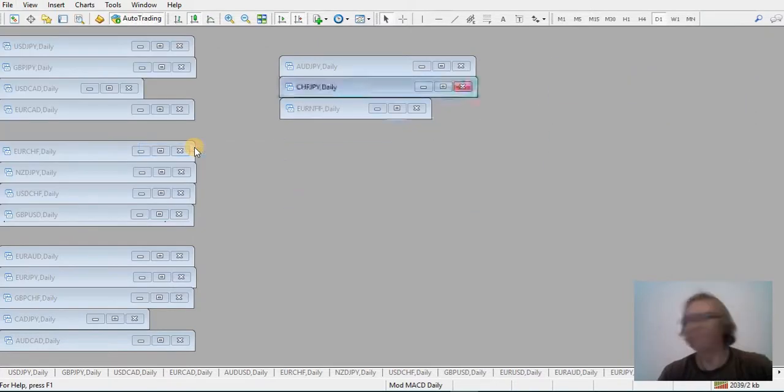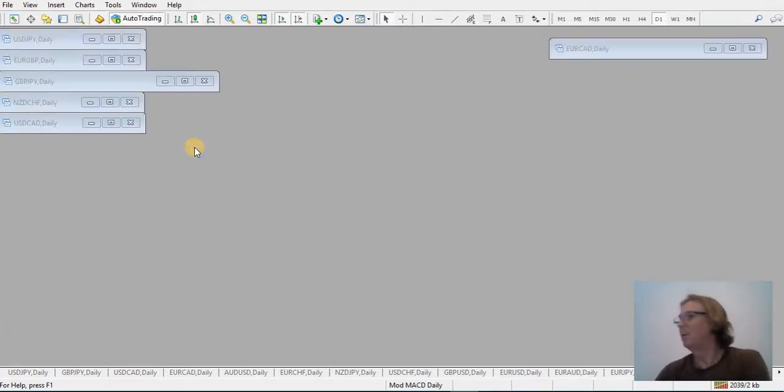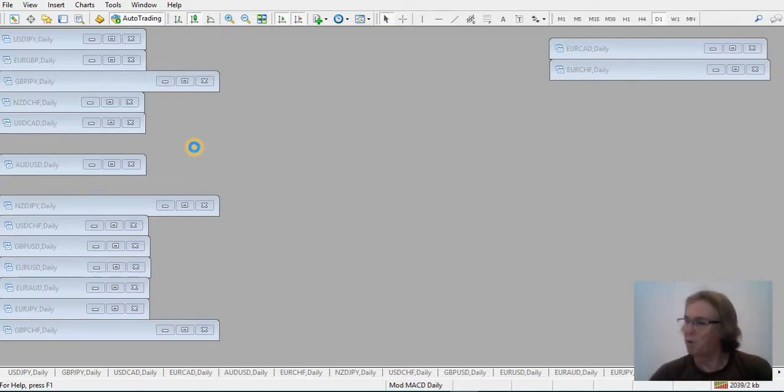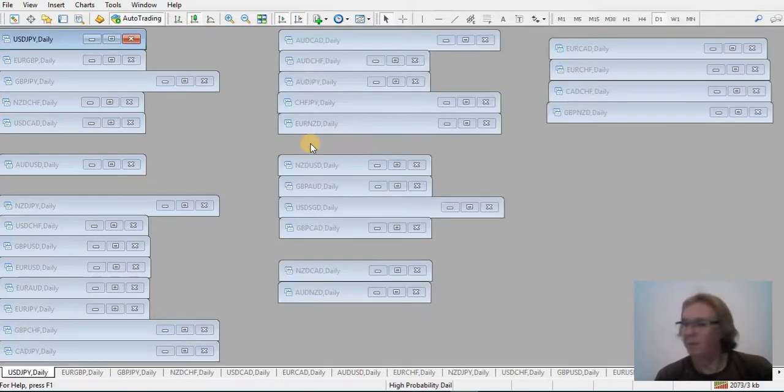Let's switch over to the high probability daily. Check the notes. Alright, they're on the high probability daily charts here.